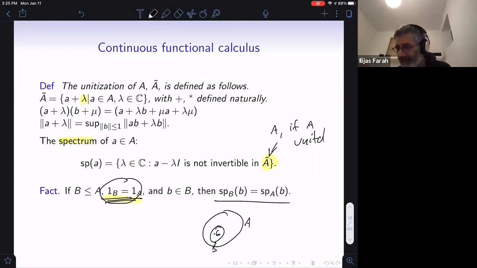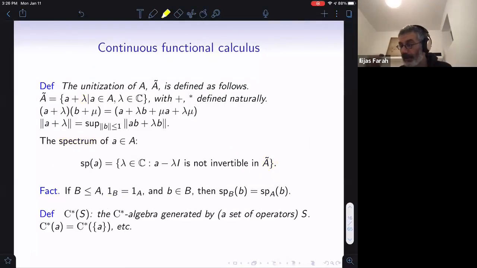There is much more to say, but the only reason I'm saying all this is this title, Continuous Functional Calculus, one of the most useful and beloved methods in C-star algebras. To say what it is, I need one more definition. C-star of S is the C-star algebra generated by a set of operators S. Whenever I write C-star of S, S is going to be either a subset of some B of H or a subset of some fixed C-star algebra, and we are defining this inside the context.